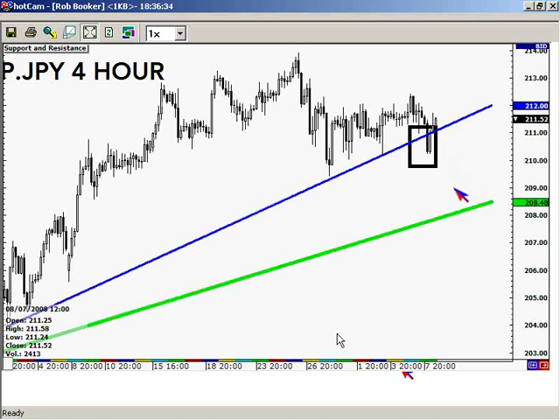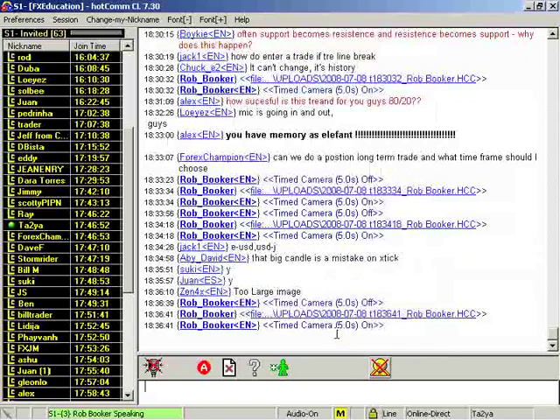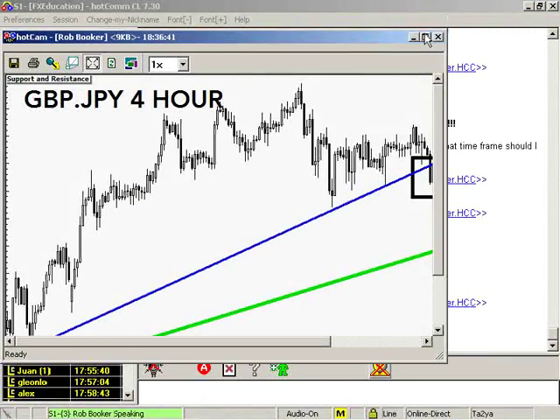Oh, the image is too large. Really? Let me see here. I think this image should be enough. Hold on, let me just exit out of here. Okay, you should be able to see that. All right.